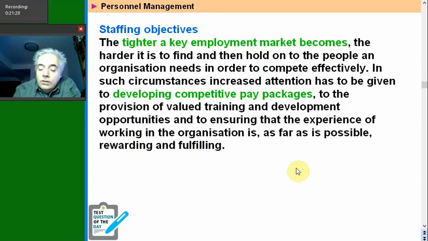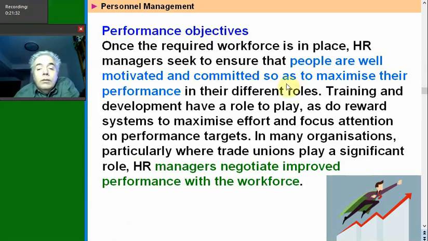All right, so this is personnel. Now let's go to the second objective. Oh, sorry, I still have one more slide for the personnel management. Okay, but now we're not talking about the staffing objectives. Now we're going to be talking about performance objectives.